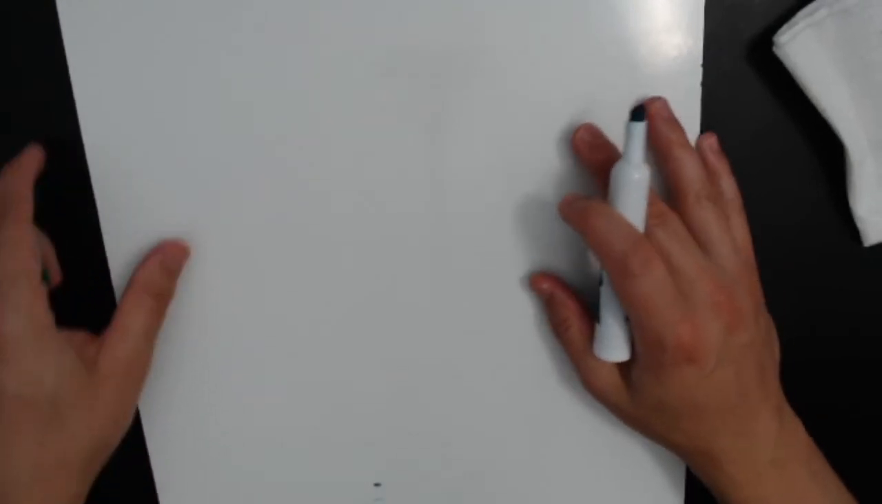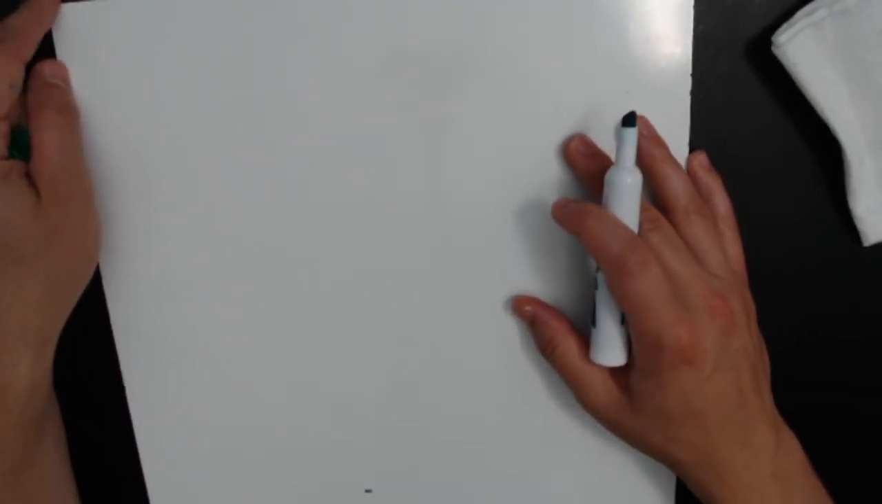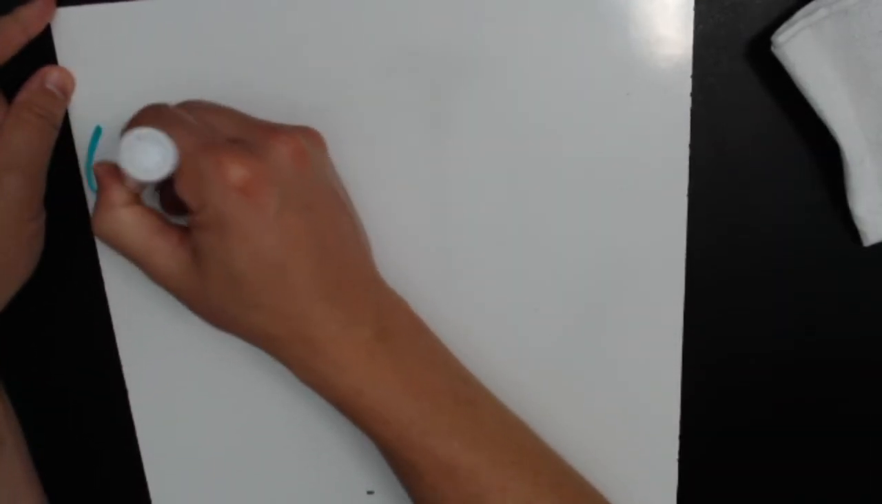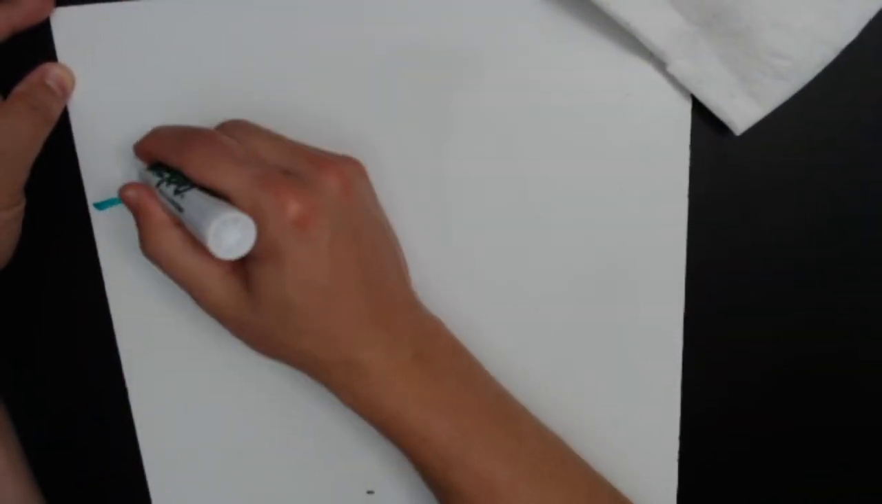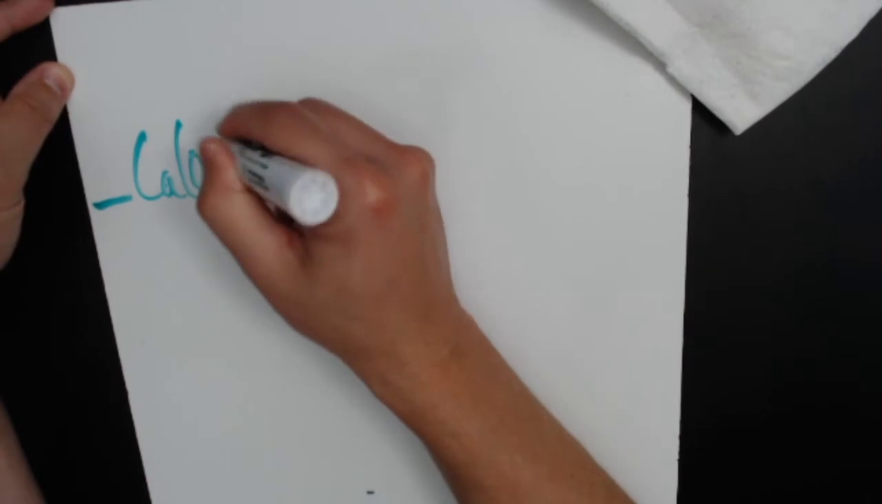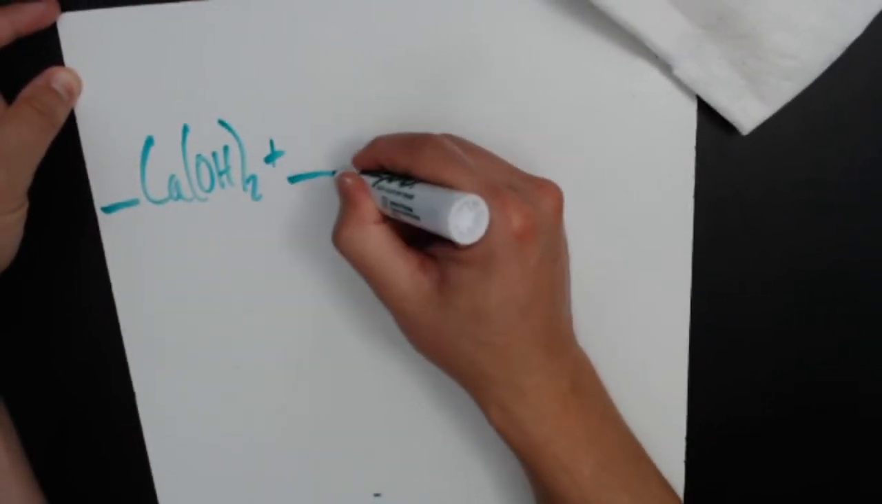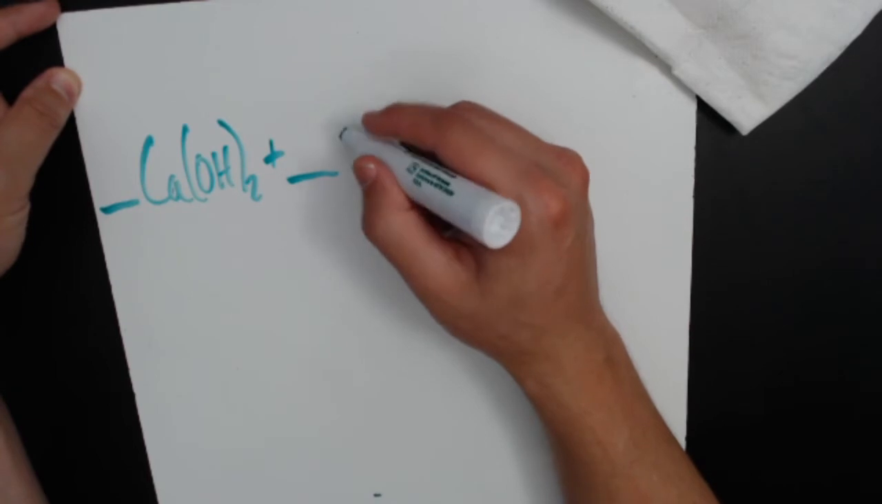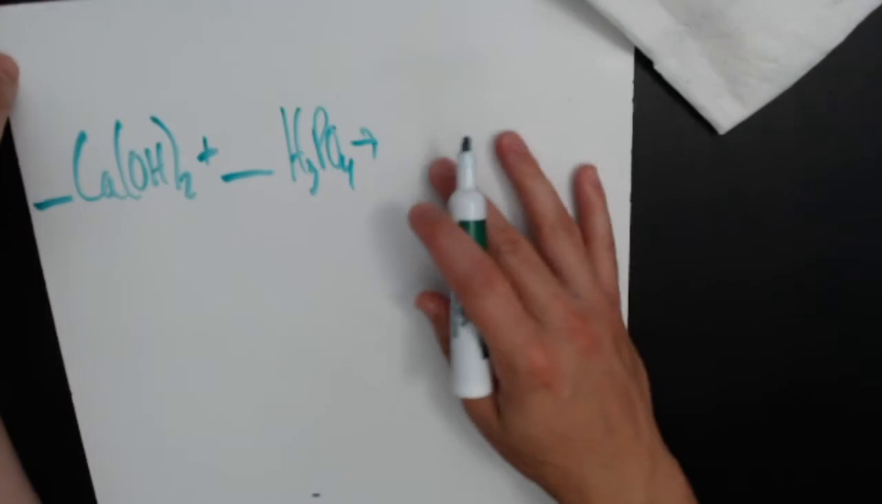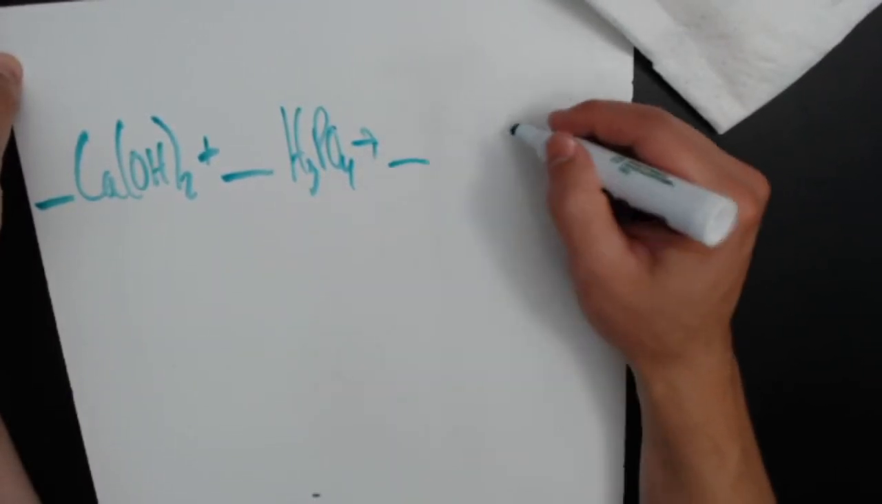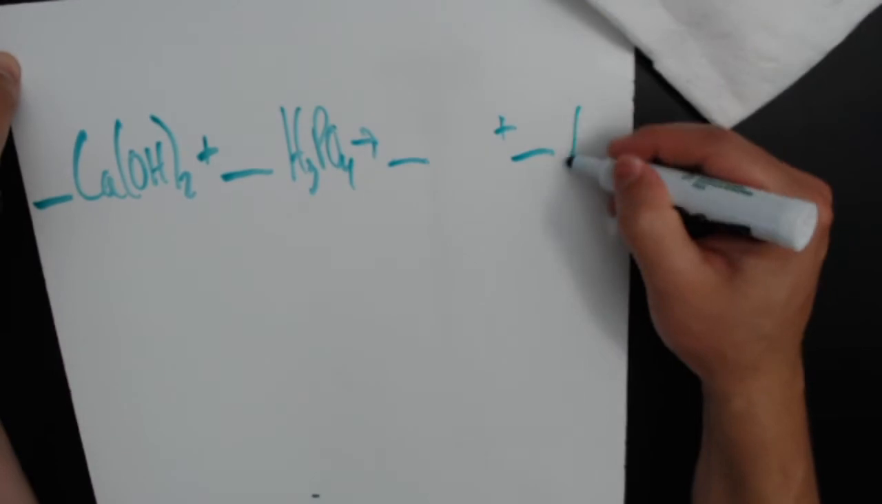Okay, calcium hydroxide and phosphoric acid. So Ca(OH)2. That's not going to work because I need room in front of it. So I'm going to have to put something there, I promise you. Plus H3PO4, which is our phosphoric acid, yields our salts and water.